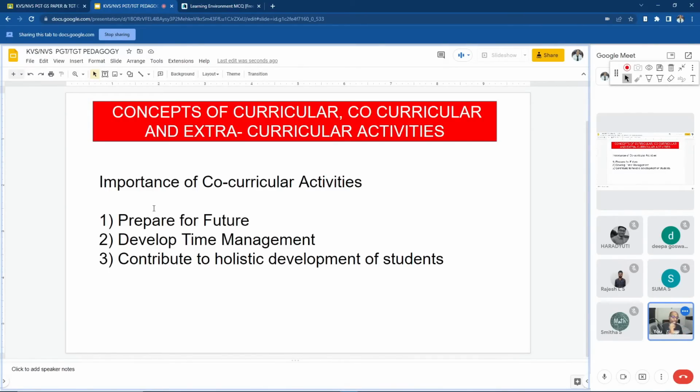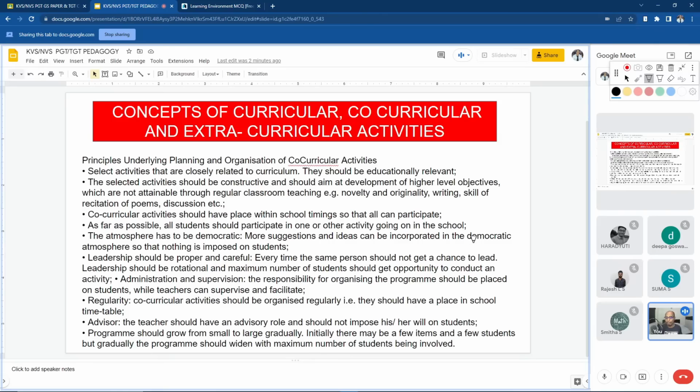So, we are talking about co-curricular activities because those are important: they prepare the student for the future. It helps them to develop time management and contributes to the holistic development of students. Teaching English, physics, chemistry, maths, biology, computer science is not enough. The student should be given enough opportunities to participate in co-curricular activities so that it can contribute to the holistic development of the student. That is the reason why co-curricular activities are important.